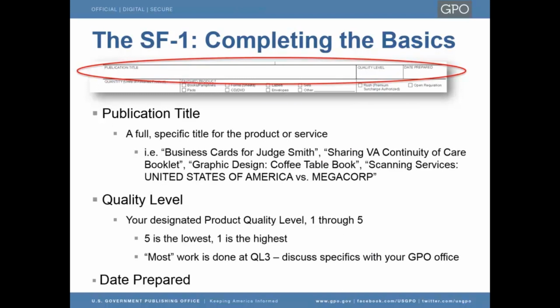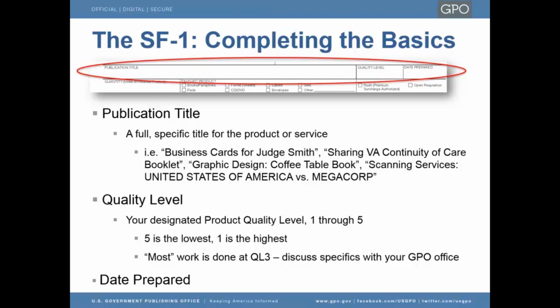The next fields begin the process of describing the specific item that you are ordering. In the publication title field, we need a full, specific title for the product or service being ordered. On the slide, you can see some good examples. Generic information in this field, such as business cards, booklet, design work, or scanning, make finding your order amongst all GPO contracts more difficult.